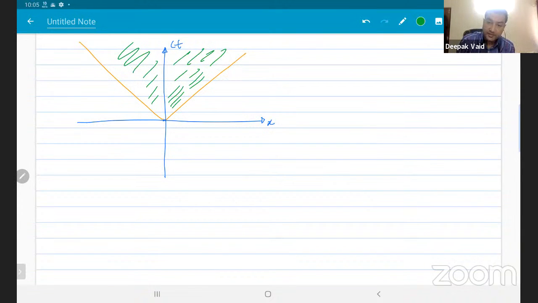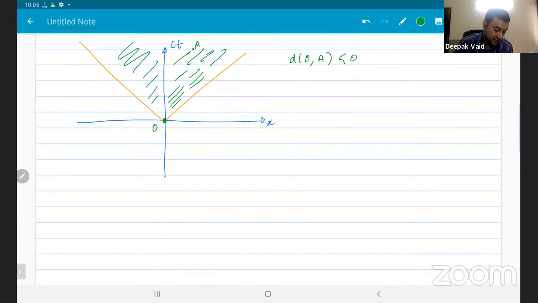Any point inside this region can be connected to the origin by a vector whose length is negative, right? So if I take any two points in this region, the origin O and any point A, then what can I say about the distance between O and A? The distance will be negative. You can see that directly, right?